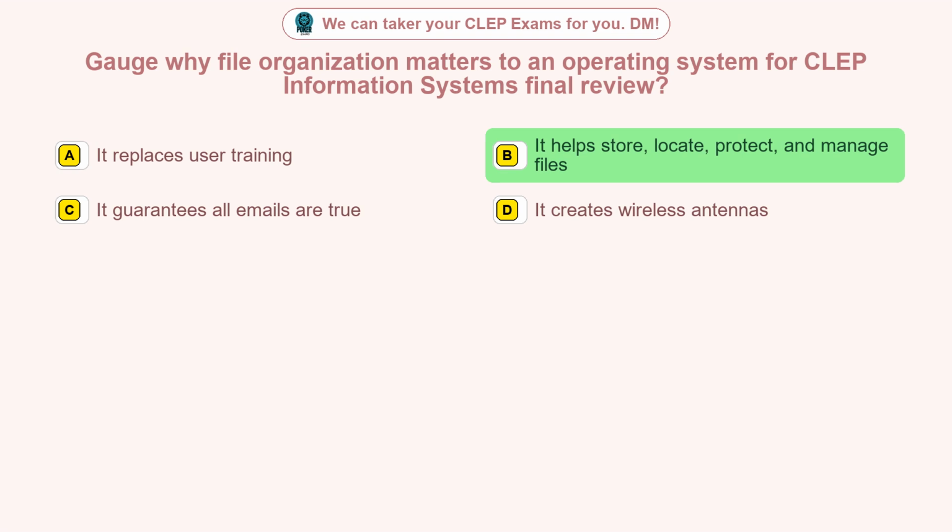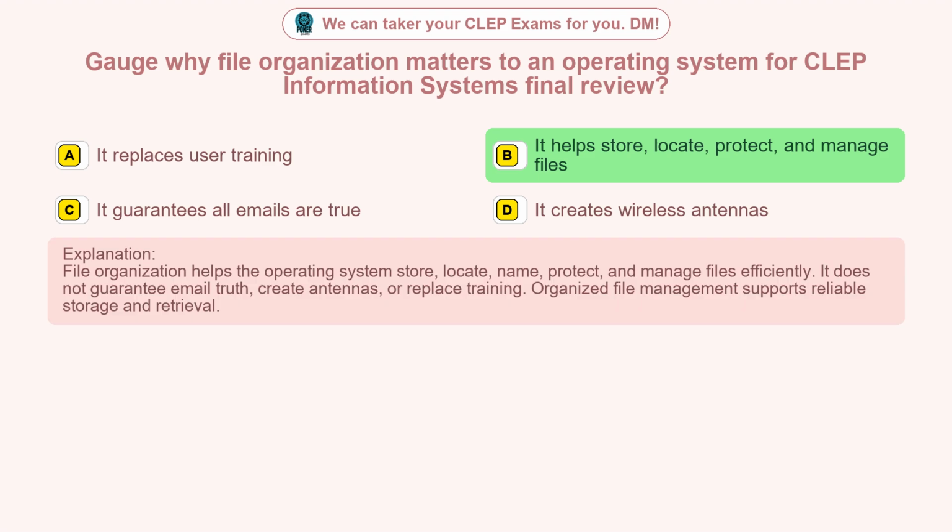It helps store, locate, protect, and manage files. File organization helps the operating system store, locate, name, protect, and manage files efficiently. It does not guarantee email truth, create antennas, or replace training. Organized file management supports reliable storage and retrieval.